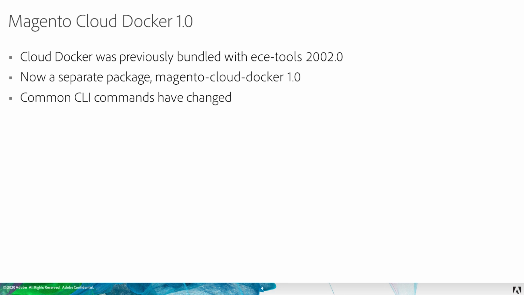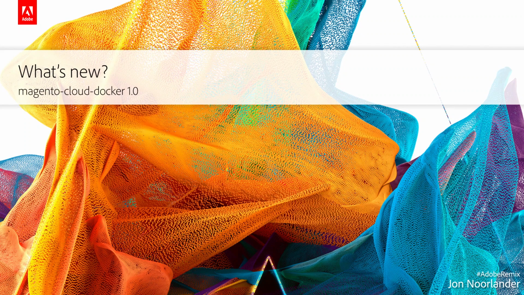That means that some of the CLI commands have changed, which I will go over in just a minute. But it's pretty much just a reorganization of code. So no functionality was lost or anything like that. In fact, we have a lot of improvements. So what's new with Magento Cloud Docker 1.0?